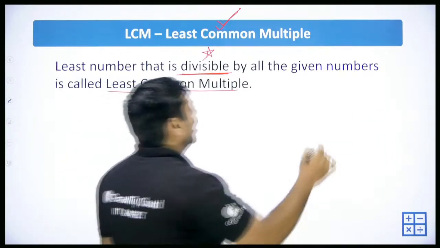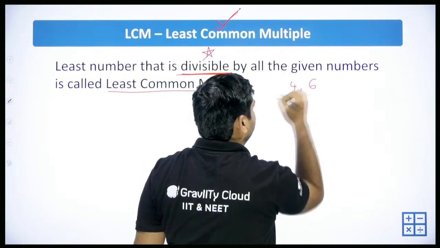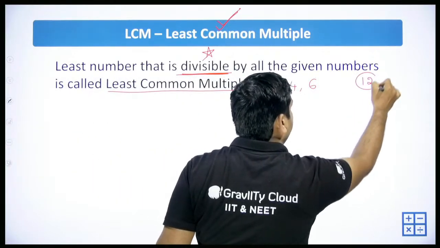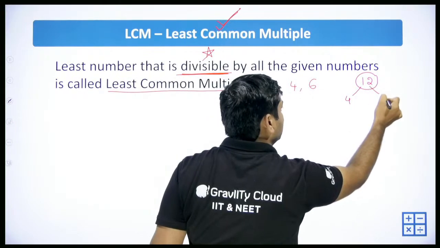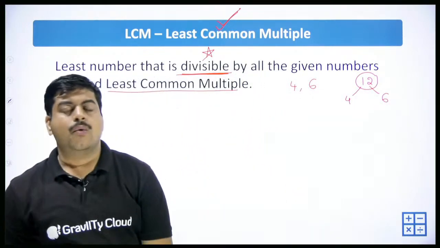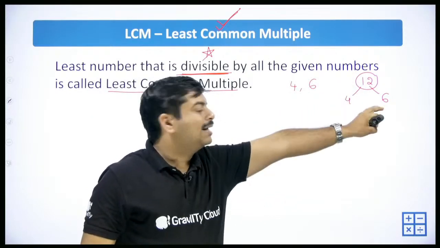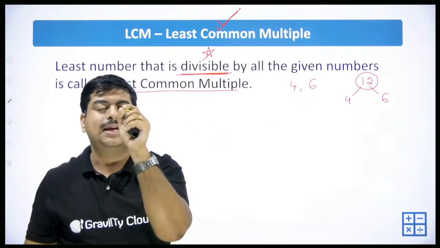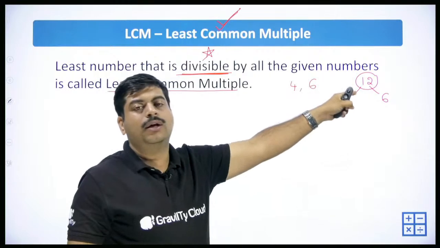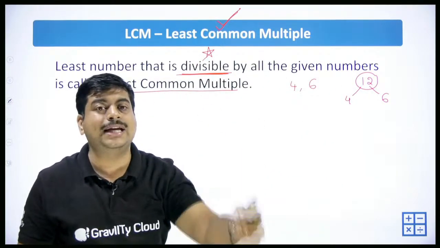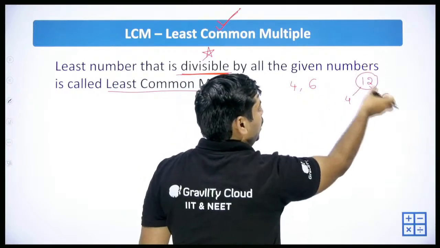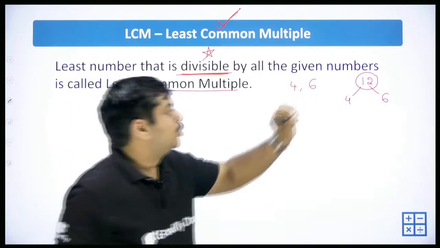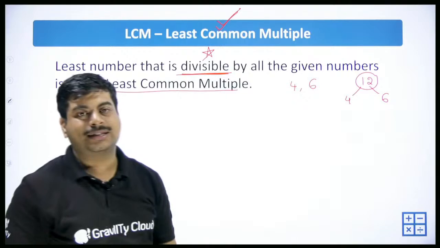For example, I have two very small numbers, 4 and 6. There is a number 12 which is divisible by 4 as well as 6. 12 is divisible by 4 and 6, correct? Even 24 and 48 are there, but out of all these, the least number is 12, which is the least common multiple. 4 into 6 is 12, 6 into 4 is 12. So 12 is a multiple of 4 and 6.